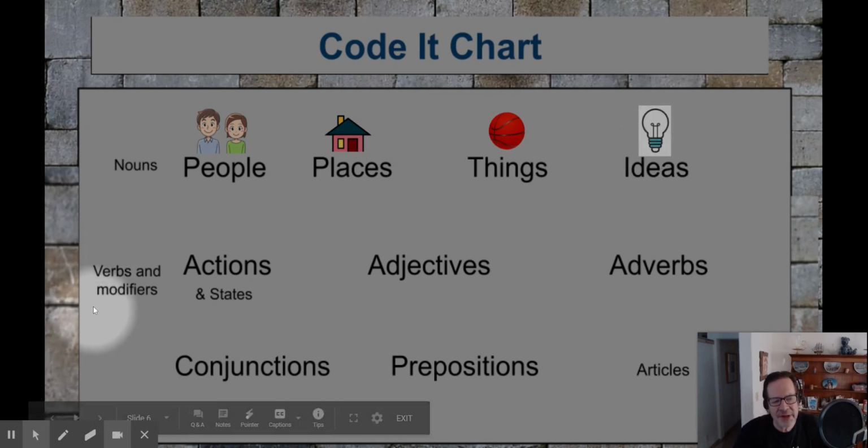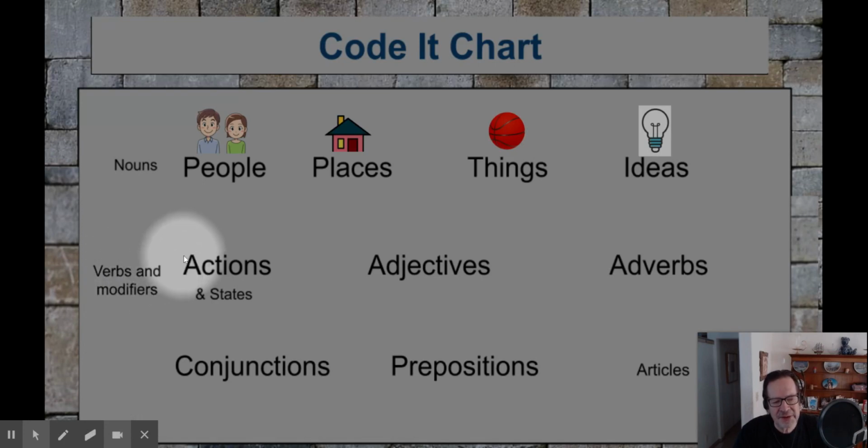On our second line, we have verbs and modifiers. Our verbs can be actions or state of beings, and we'll show both of those using an arrow. Our modifiers, we have two. We have adjectives, which modify nouns or pronouns. And we have adverbs, which modify verbs, sometimes adjectives, and sometimes even adverbs.